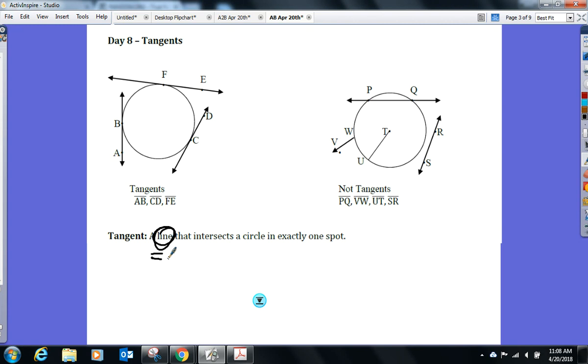So it has to intersect the circle at exactly one spot. And yes, it'll always be on the outside of your circle. Okay, on the outside. We okay on a tangent? Intersects the circle in one spot, and it's got to be a line.